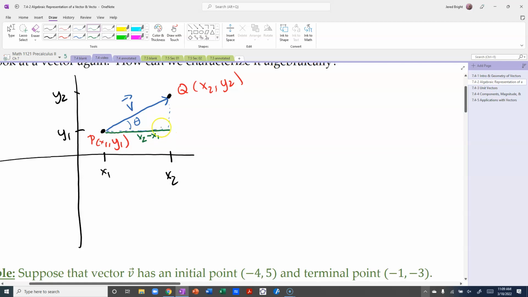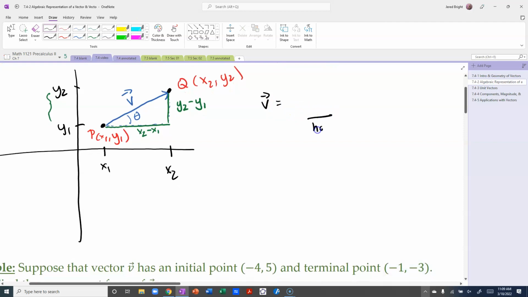So from the initial point, if I were to move this amount in the horizontal direction, great, I'd be right below Q, but I do want to go up to Q. So I can look at the vertical distance, which would be between y1 and y2, and specifically I would calculate that as y2 minus y1. So another way that I can represent vector v is in terms of its horizontal and vertical motion, much like x and y.